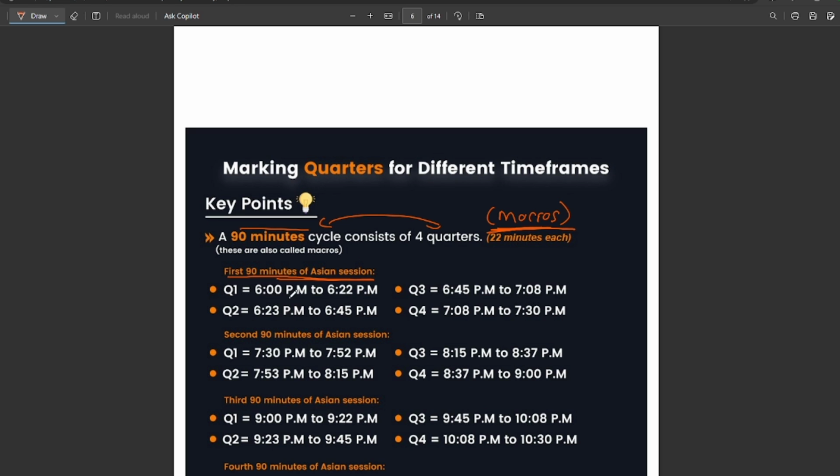So the first part would be from 6 p.m. to 6:22 p.m. This is a macro of the Asian session. Then this is another macro of the Asian session. This is another macro of the Asian session. So as you can see, the macros weren't invented by anyone. They were basically derived by dividing the 90-minute cycles into 4 different parts. So I hope it is clear how the cycles were derived and how to mark the quarters. Now let's move on to how to actually use these quarters.